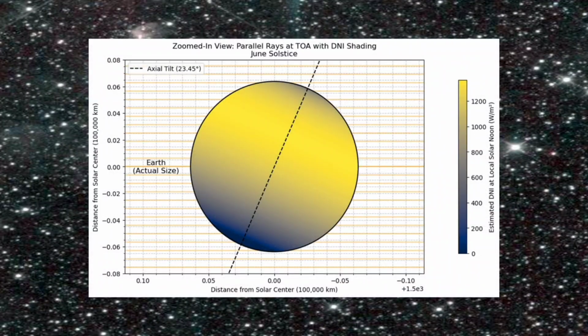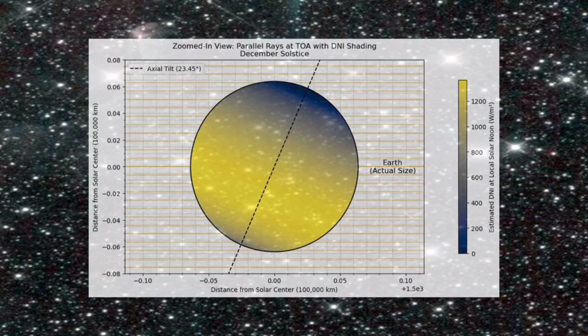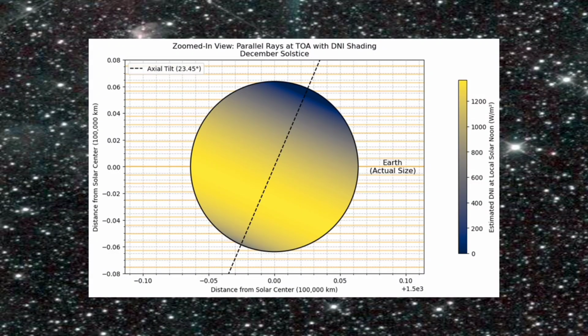However, in the June solstice we can see that the northern hemisphere gets more sunlight. It's important to note that in this plot the x-axis has been reversed and the sun is to the right. And in the December solstice we can see that the southern hemisphere gets more sunlight.